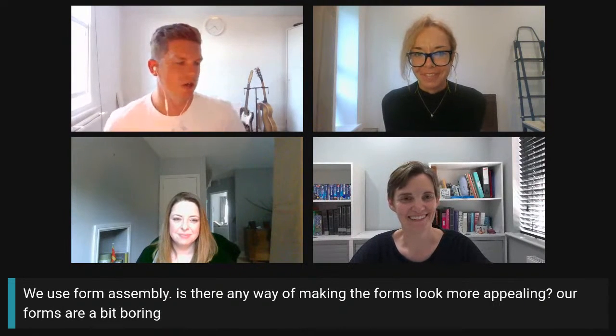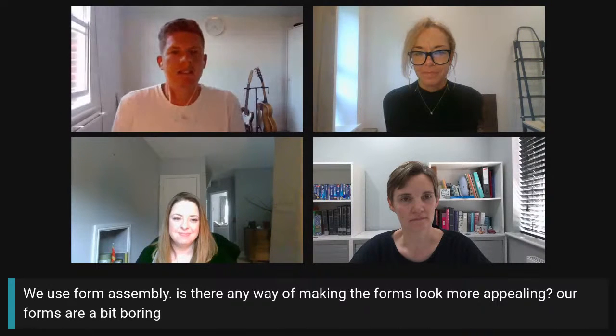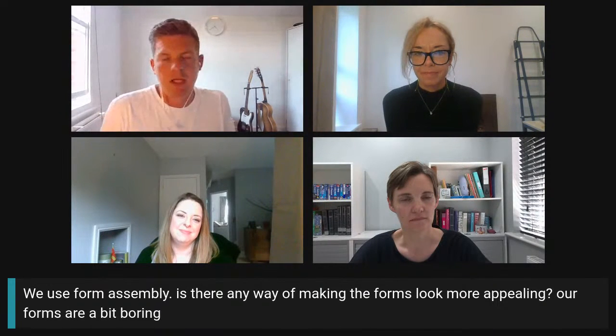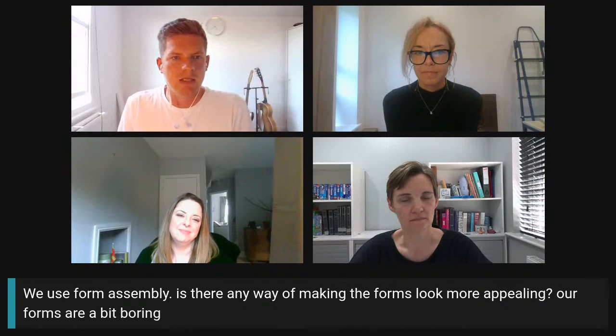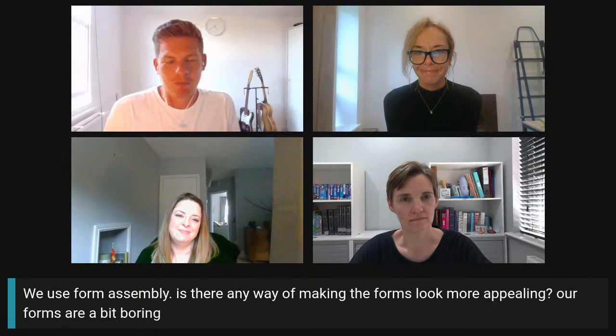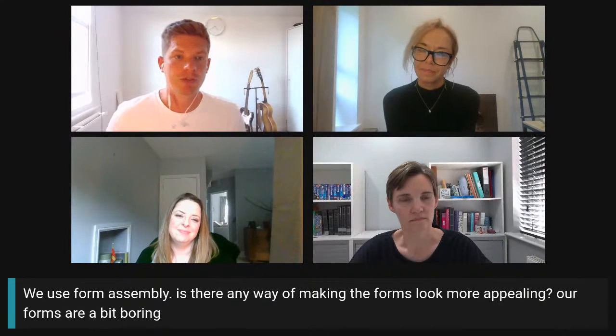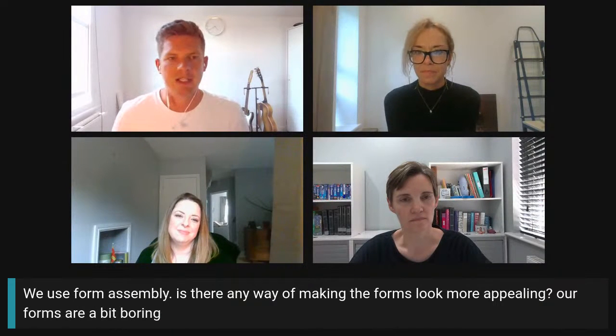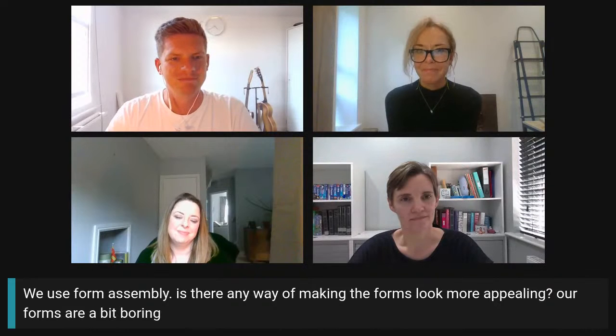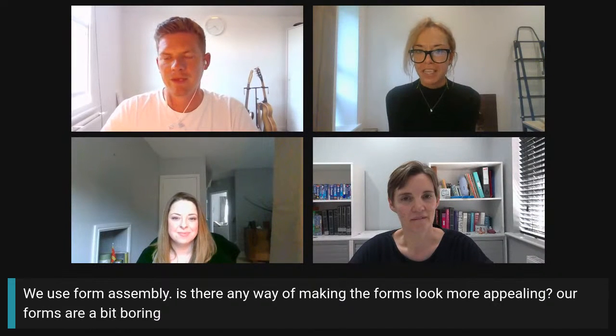Yeah, sure. Out of the box, Form Assembly is quite standard, but it does allow custom code, so we can add any HTML or CSS to jazz it up as much as we want. It is really flexible. You just have to know what you're doing. It's not something like drag and drop. Drag and drop is quite a standard, boxy feel, but there is the capability to make things look super jazzy. That also includes branding as well, so you can get your branding on there.